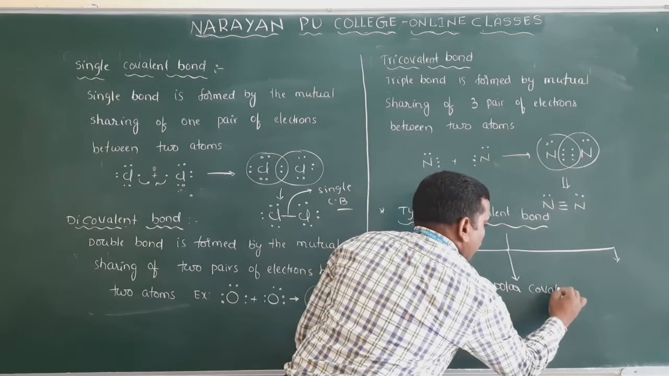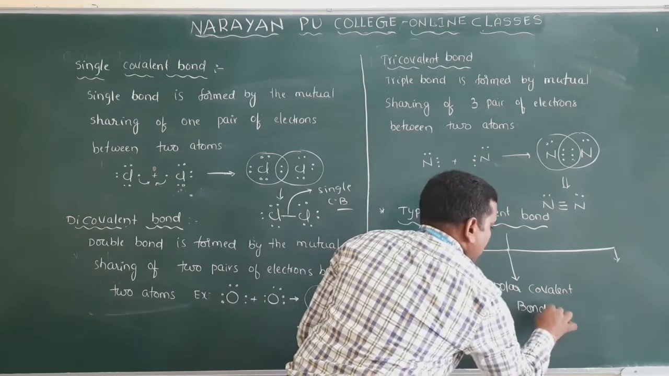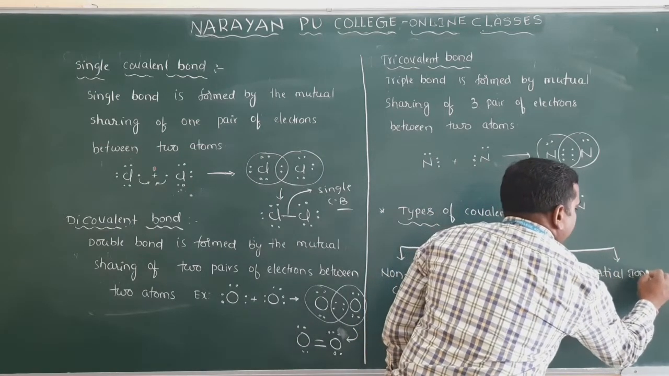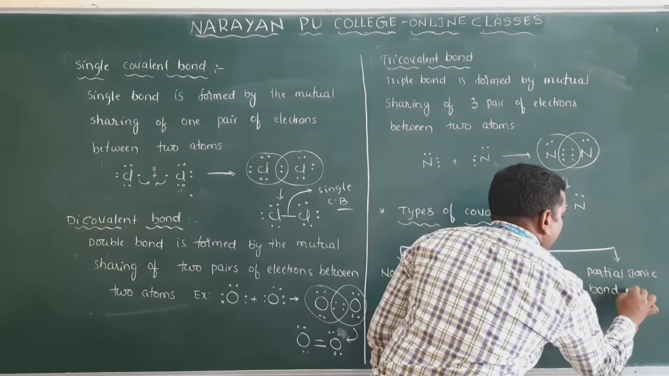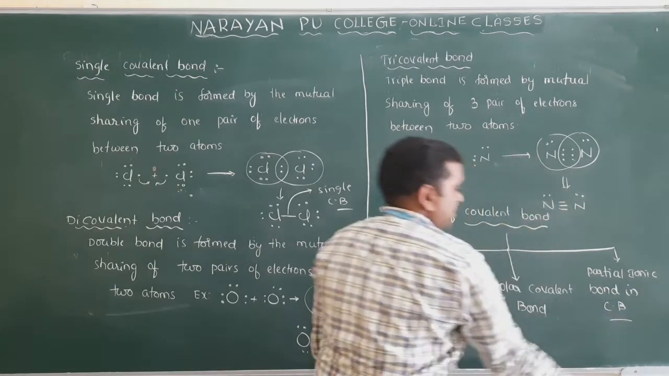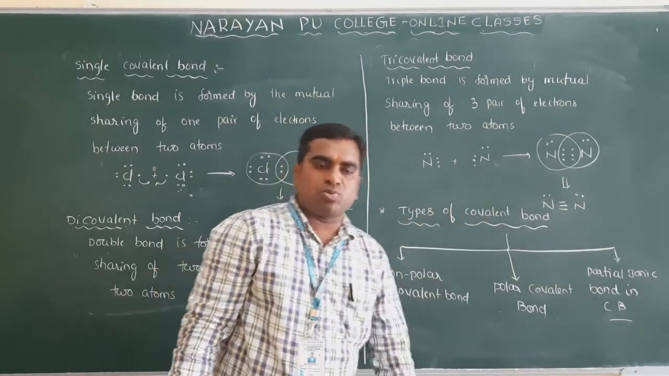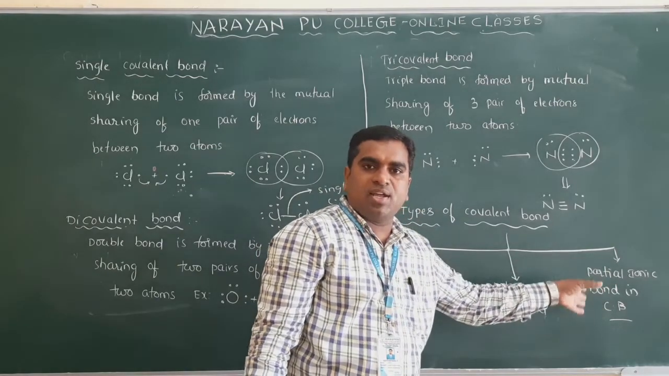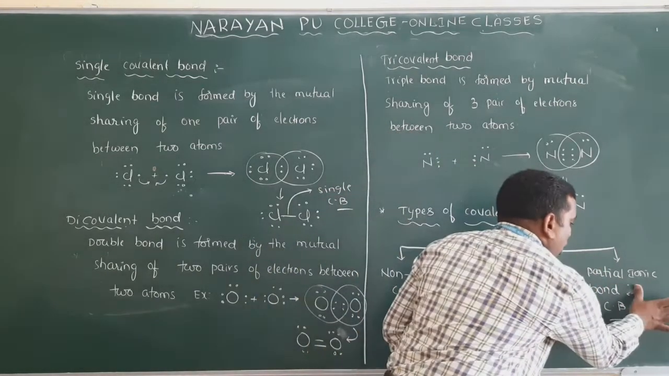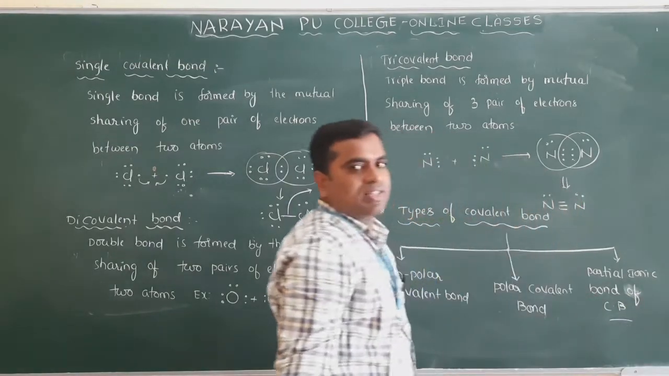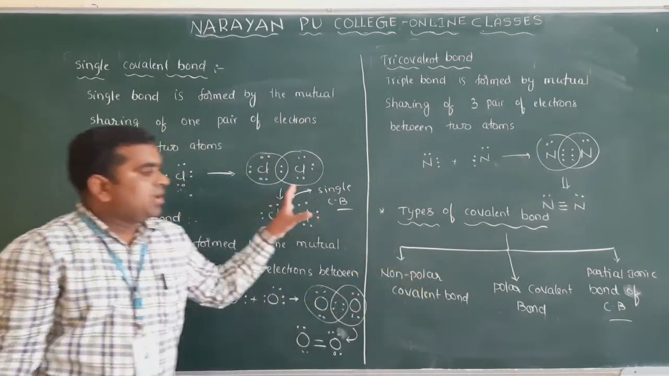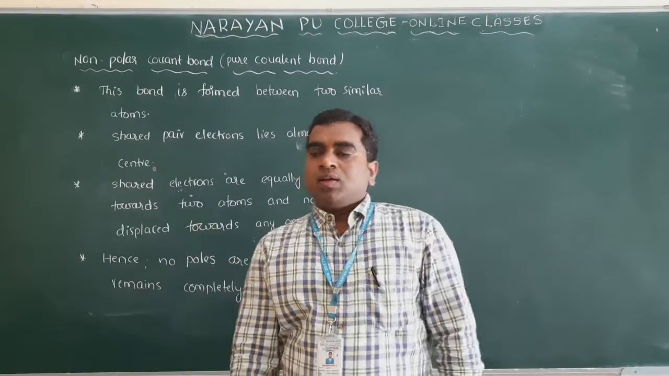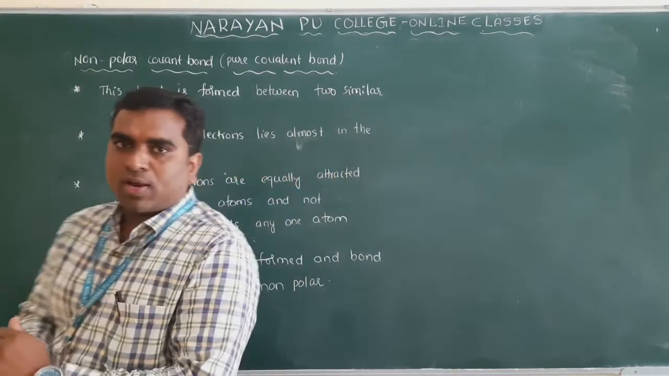And the third one is partial ionic character in covalent bond. These are the 3 types. So how many types of covalent bonds do we have? 3 types: non-polar covalent bond, polar covalent bond, and partial ionic character of covalent bond. I will explain one by one. Here the first one is non-polar covalent bond.